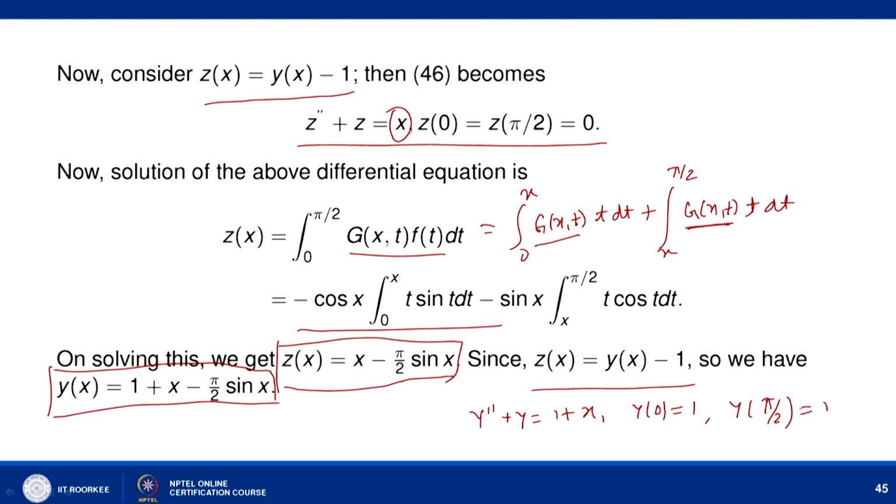So what we have seen in this example is how to construct a Green function, and with the help of the Green function how to solve a non-homogeneous equation with a non-homogeneous boundary value problem. Here I will conclude our lecture, and in the next lecture we will discuss some more results on the Green function and some more examples based on this.